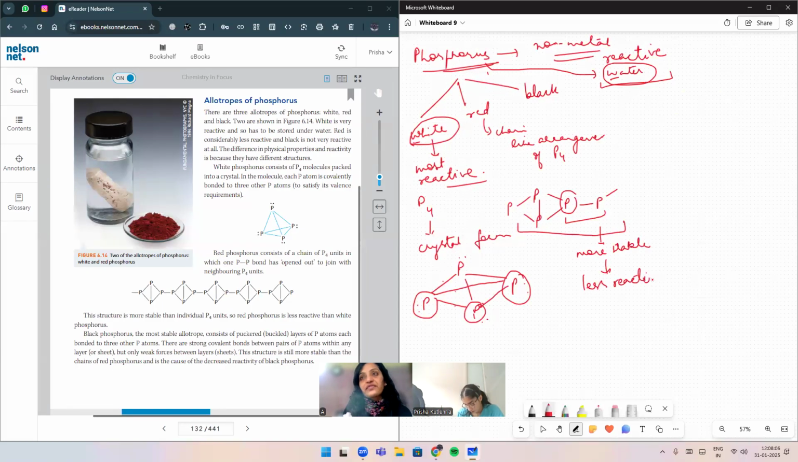So in red phosphorus, this chain-like arrangement is comparatively more stable, leading to less reactivity. So red phosphorus is less reactive in nature as compared to the white phosphorus. Okay?